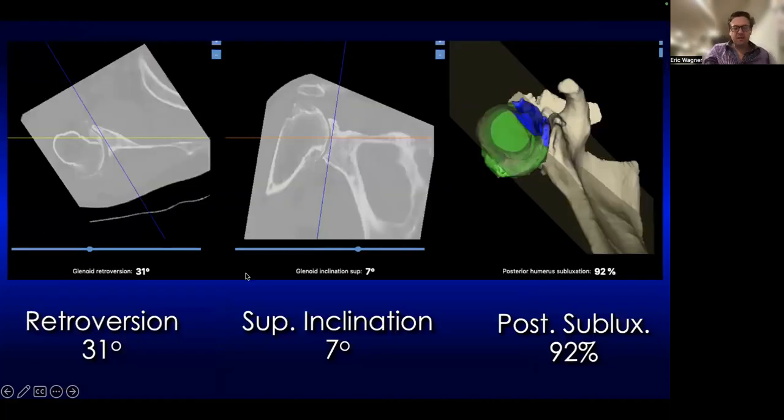And then this is a planning software I use to help plan shoulder replacements, and it can help you plan out the retroversion. Sometimes people get a loss of superior inclination, or get superior inclination from wearing the bone away a little bit superiorly. And then you can see how retroverted this is. So it's almost like pointed backwards in this case. And this is actually subluxed. So there's 92% green and only 8% blue. So it's really subluxed posteriorly.